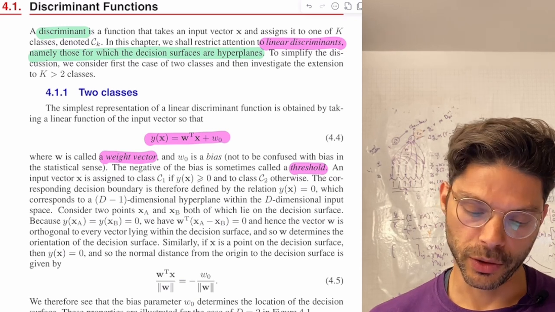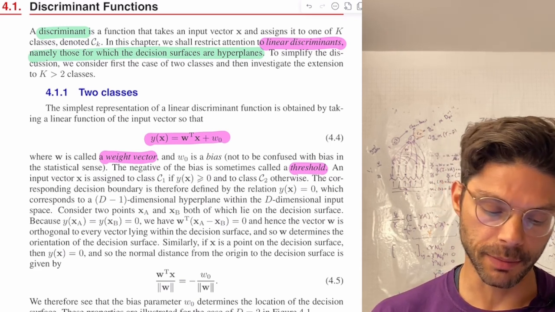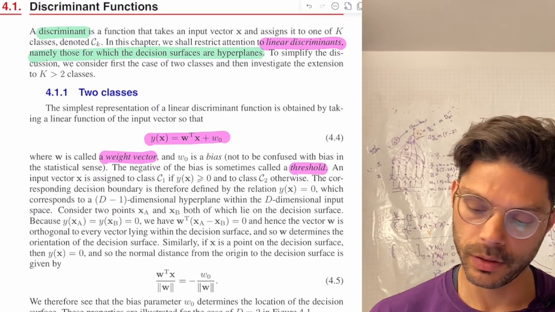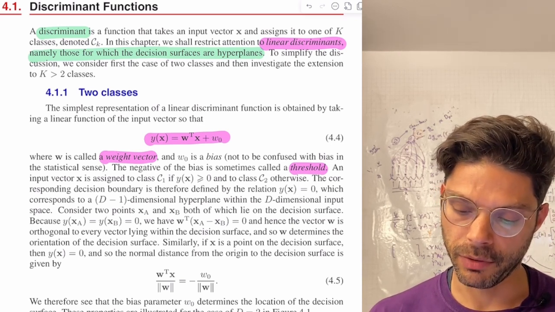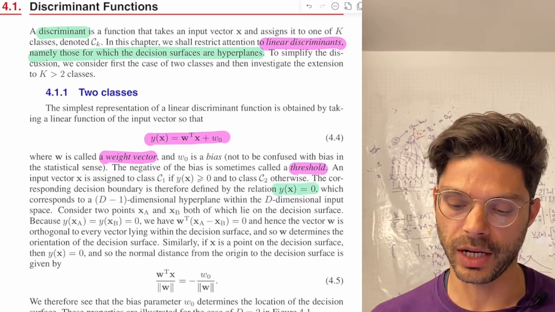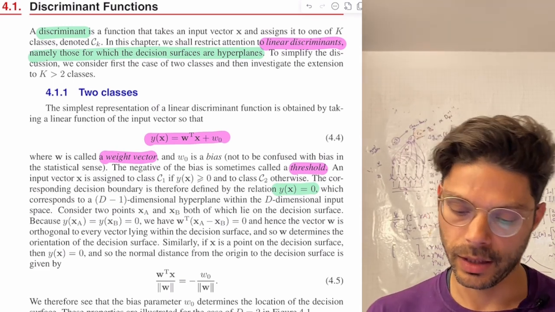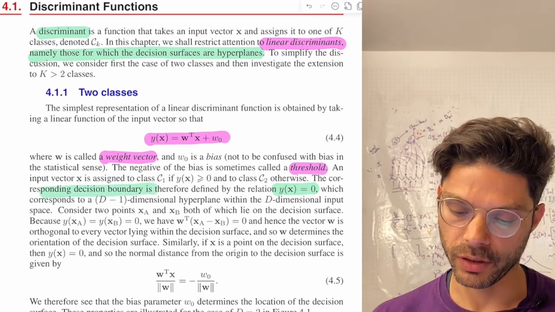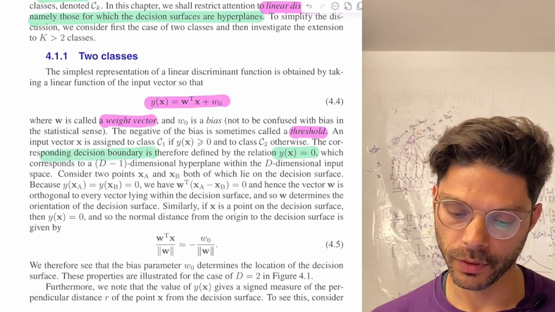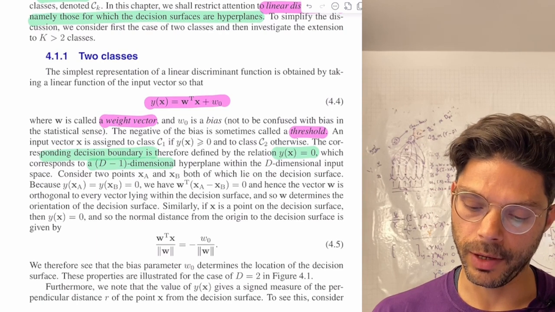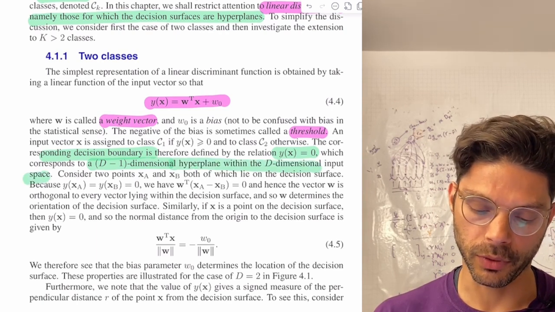Okay. So the corresponding decision boundary is therefore defined by the relation y(x) equals 0. Equations like this are going to be really important because they define decision boundaries. So you're going to get good at dealing with them. A (D-1)-dimensional hyperplane within the D-dimensional input space.